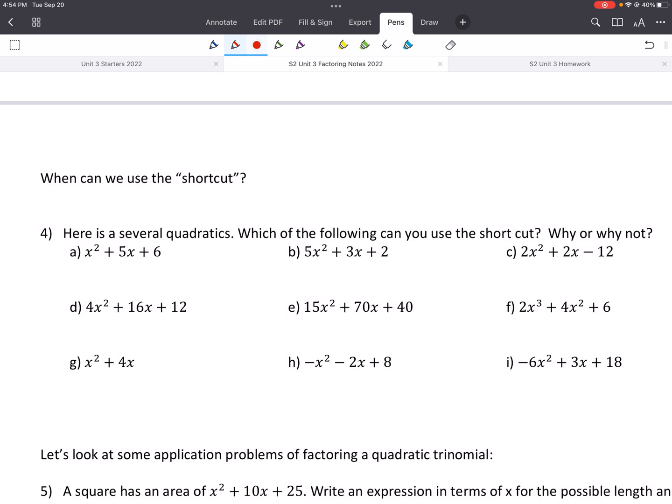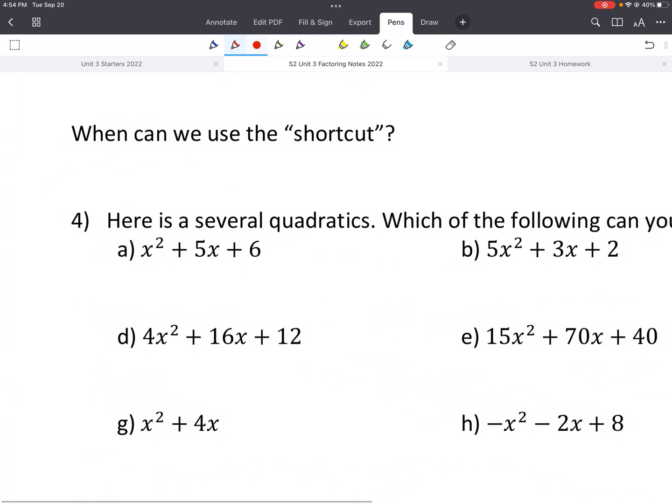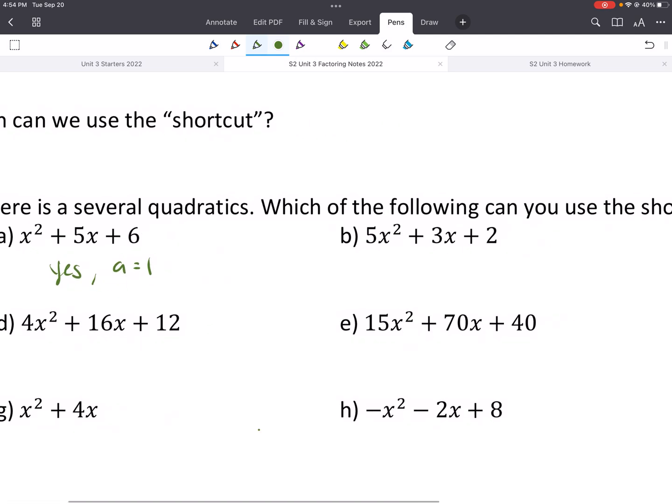Alright, hopefully you paused it, gave it a try. Okay, so let's look at it together now. Can we use the shortcut? Yes. A is 1. Okay. B, no. A is not 1. And we can't factor out a greatest common factor to make it B.